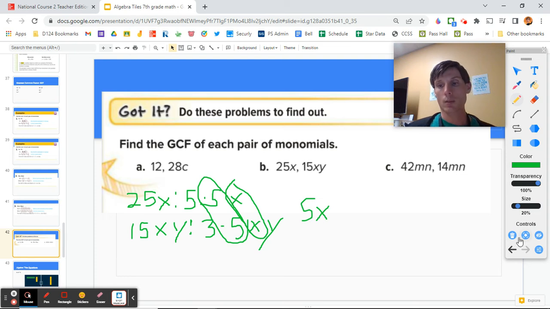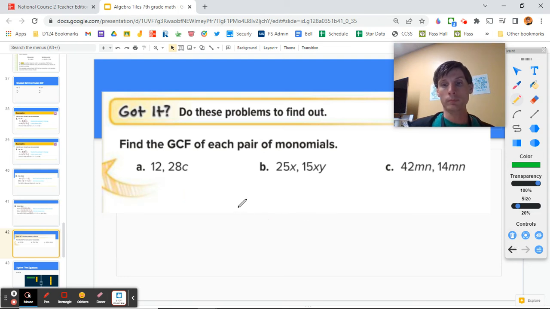All right, let's look at one more. Hopefully you have it done, you know that's what I'm going to ask you, so I'll go right into it. We have 42mn and 14mn. All right, let's look here. Common factors of 42mn and 14mn.